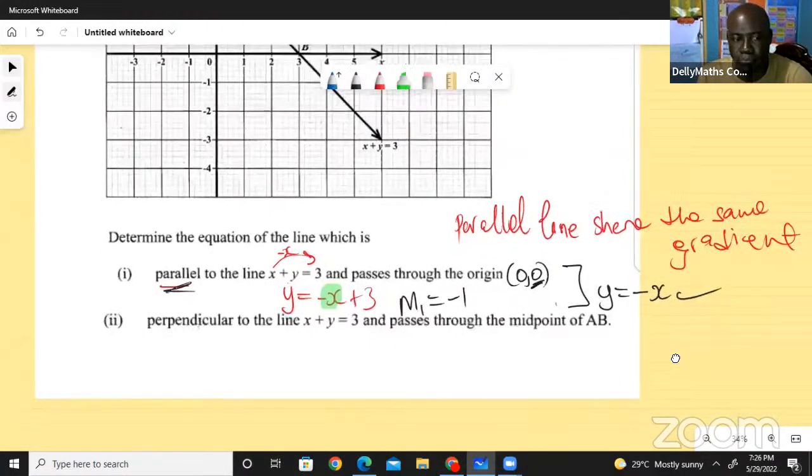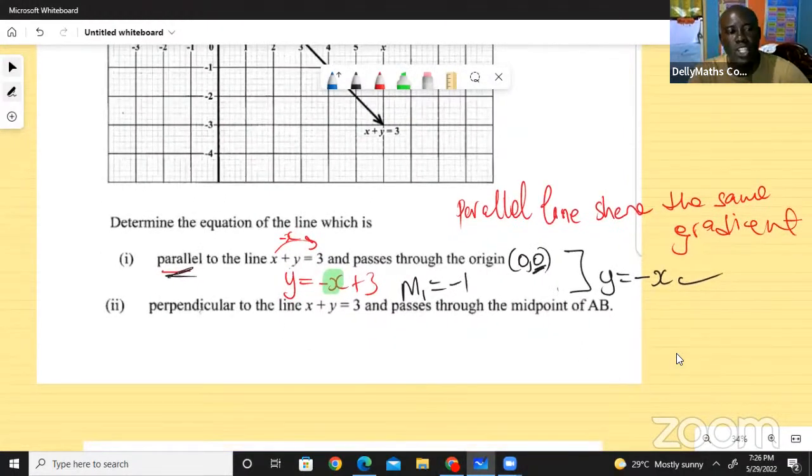Next question. We want to determine the equation of a line which is perpendicular to this same line here and passes through the midpoint of AB. All right. Now there are two things we need here. We're going to need that point that it passes through, and we're going to need the gradient.